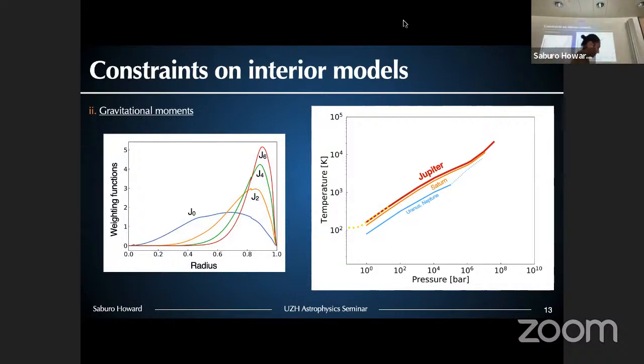Okay, sorry for that. So we have those gravitational moments that allow us to constrain the interior of the planet, and the contribution functions of those gravitational moments really peak at the outer region of the planet. So this means that those gravitational moments directly probe only the outer region of the planet, and the very deep interior of the planet has to be inferred indirectly from those models.